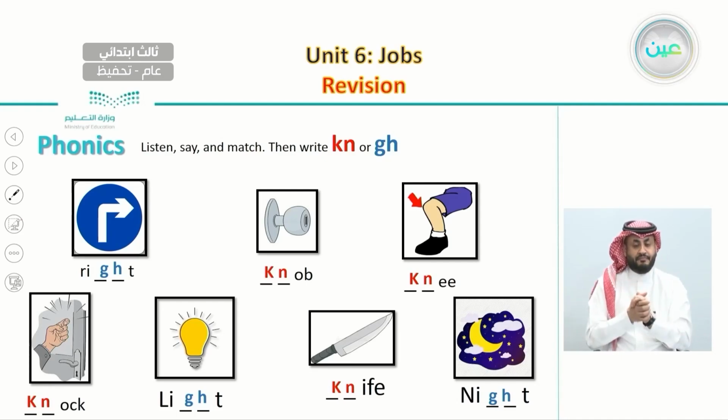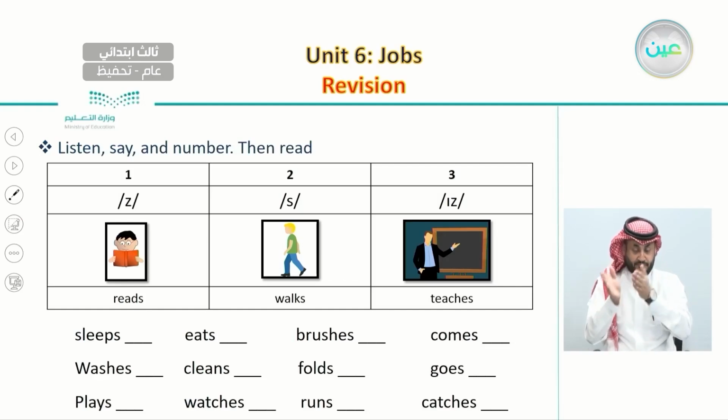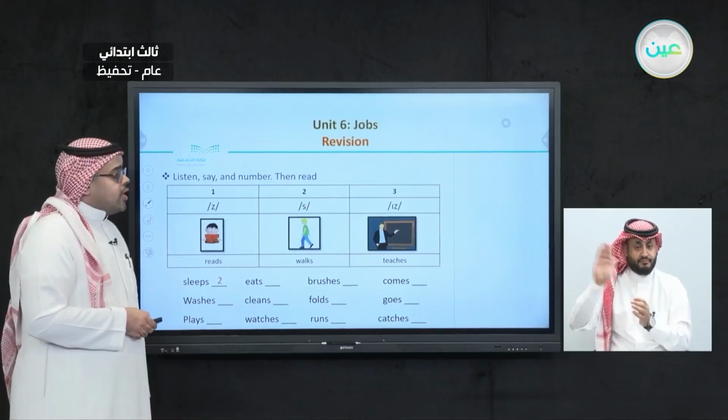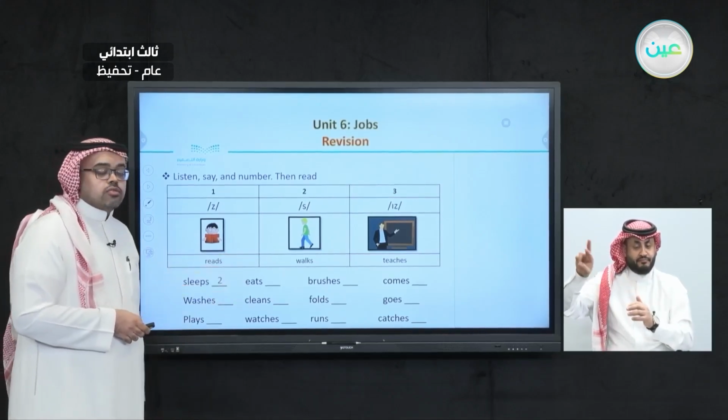Not only this, but we also learned three different sounds for the words that end with S. The first one is Z, and then S, and then Ez. For example, the Z sound, like the word reads. The sound of S, like the word walks. And the sound of Ez, like the word teaches.